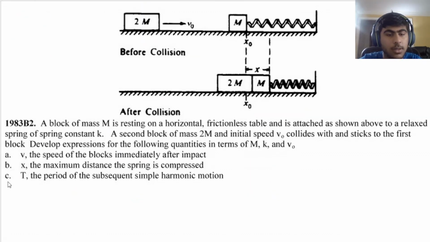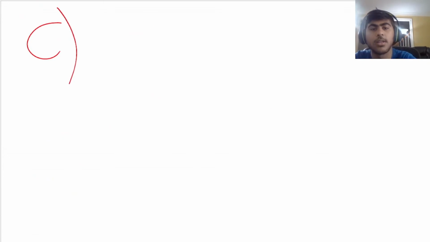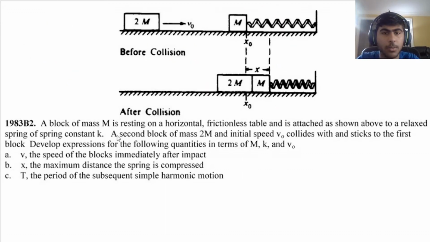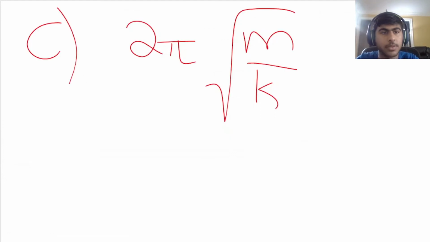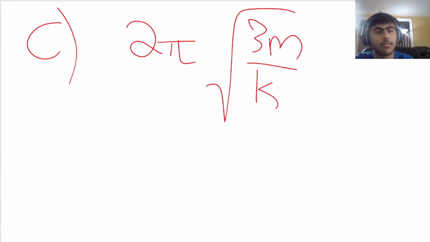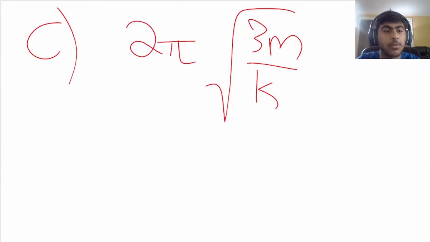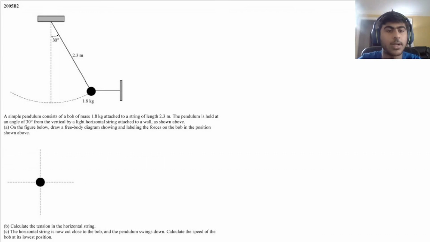Right, last one, at least in this question. Part C is trying to find the period of the subsequent simple harmonic motion. Well, let's see, that's just going to be 2 pi times the square root of m over k. But what is our mass? Our mass is 3m. So instead of just putting m there, we have to put 3m. That uses the variables they're asking for, m, k, and v0. And that is it for that FRQ. Let's move on. All right, next FRQ.